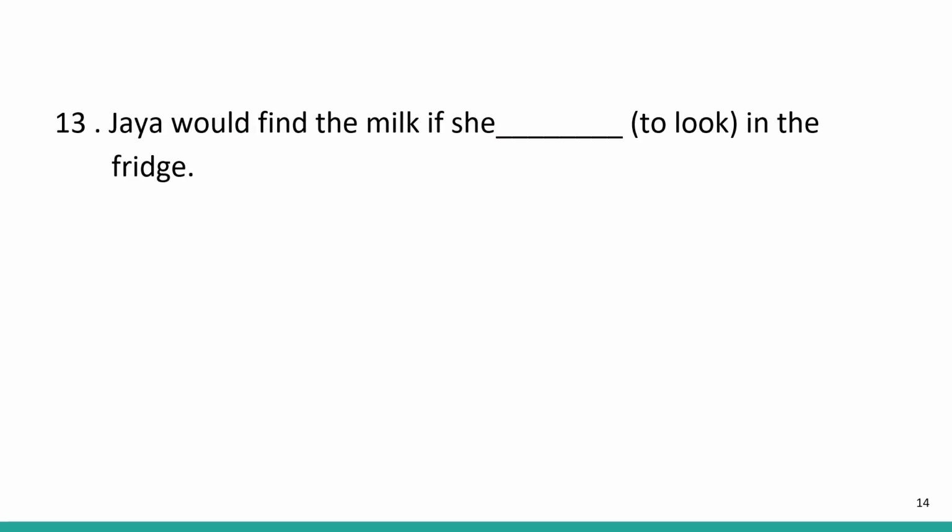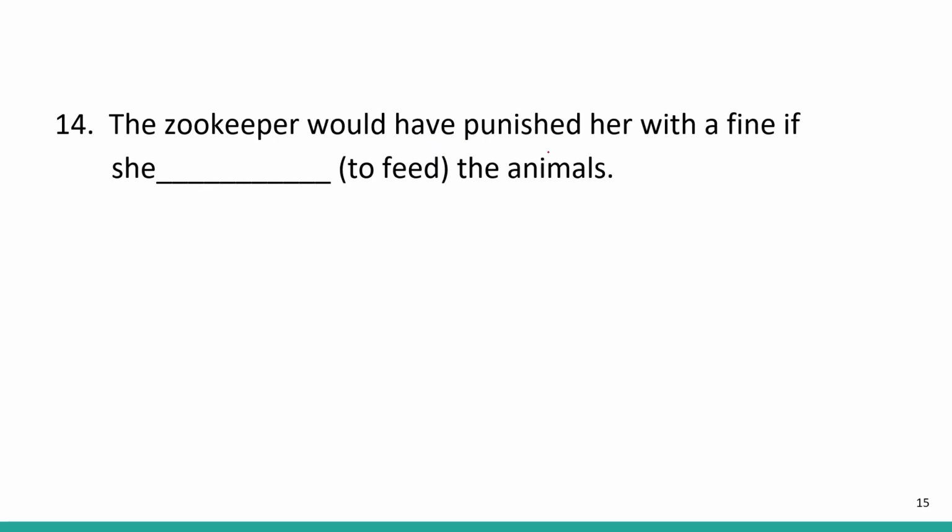Now let us move to the next question. Jaya would find the milk. So would is followed with verb first form. If she looked in the fridge, we need verb second form over here, past indefinite, because here we have type 2 condition and modal part. So here condition part, so if she looked in the fridge.